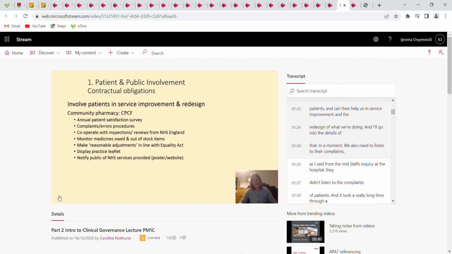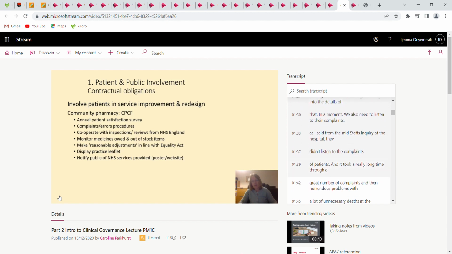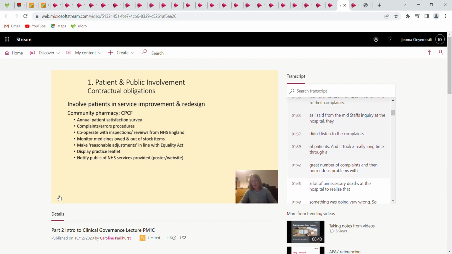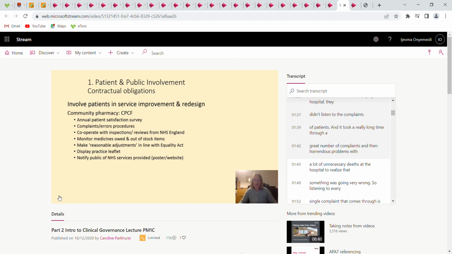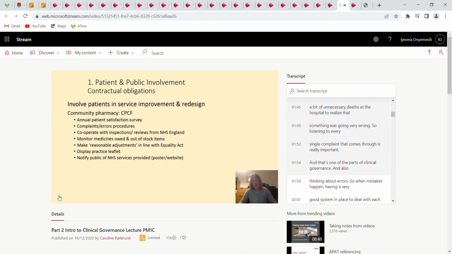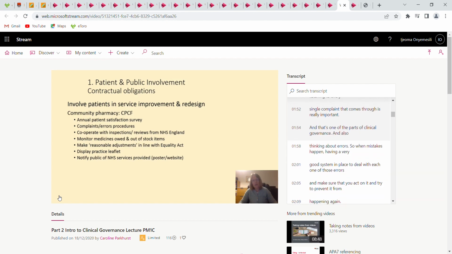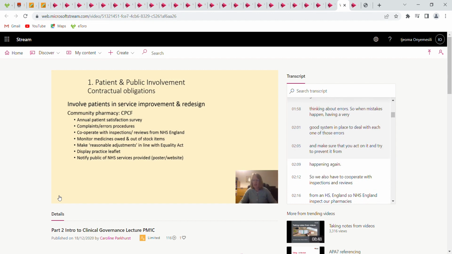We also need to listen to their complaints. As I said, from the Mid Staffs inquiry at that hospital, they didn't listen to the complaints of patients. And it took a really long time, through a great number of complaints and then horrendous problems with a lot of unnecessary deaths at the hospital, to realise that something was going very wrong. So listening to every single complaint that comes through is really important, and that's one of the parts of clinical governance. And also thinking about errors, so when mistakes happen, having a very good system in place to deal with each one of those errors and make sure that you act on it and try to prevent it from happening again.